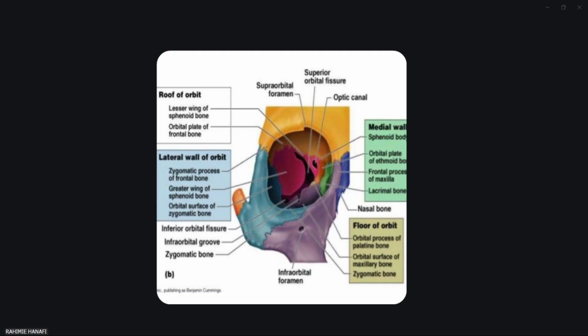Is it right to check visual acuity in a suspected chemical injury before or after? After, definitely after you do the irrigation. You do the irrigation, you use litmus paper to check the pH, and when it is already neutralized, then check the visual acuity.